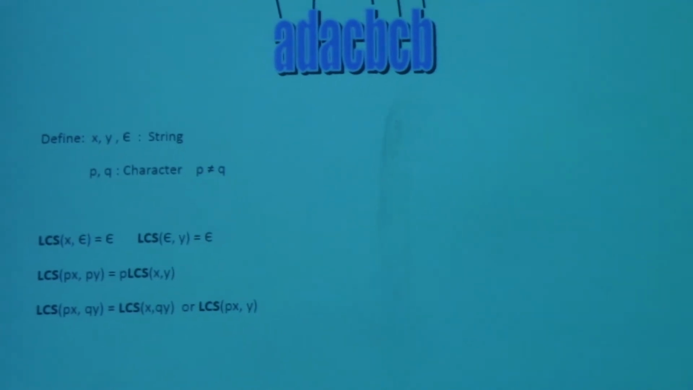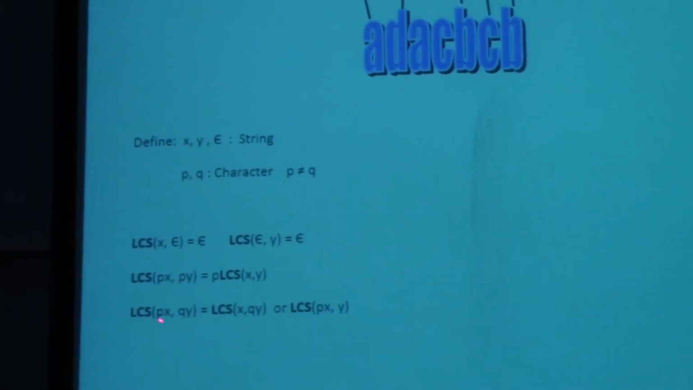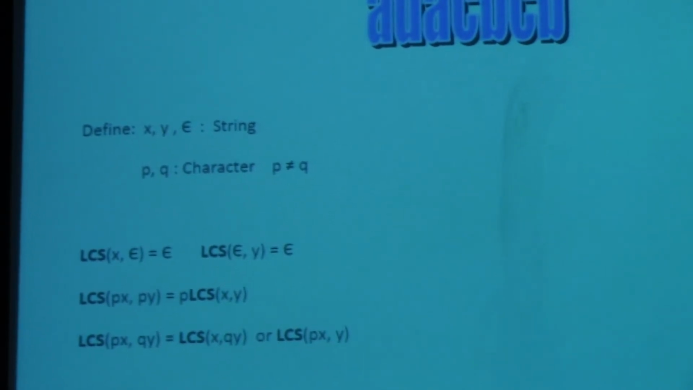Okay. And if we have the LCS of px and qy, suppose that p is the first character of x and q is the first character of y. Do they match? No. So therefore, the LCS of px, qy is the LCS of x, qy, or LCS of px, y. Does that make sense? The first characters do not match, so we don't have this match, first character to first character.